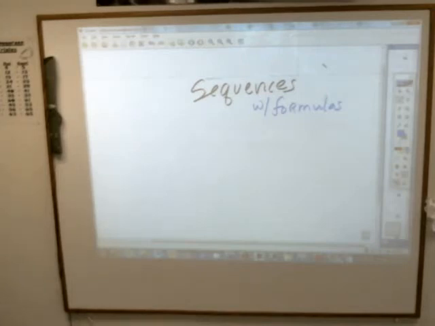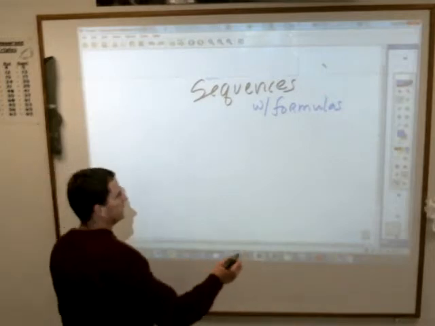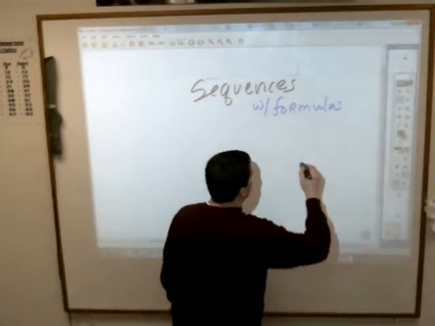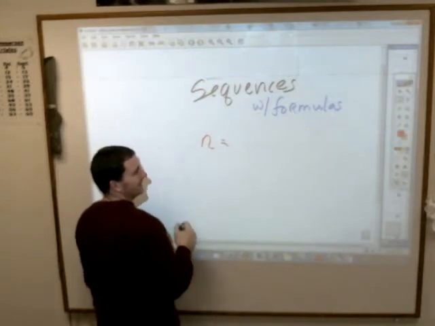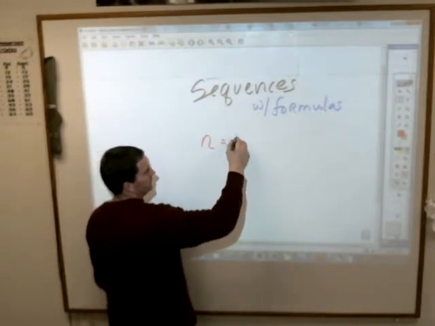Sequences with formulas, and they just want you to do this. You just have to remember, we talked about this before. You have sequences down, correct? Yes. In sequence formulas, the most important thing to remember is that when you see the letter n, it stands for the number of the term.